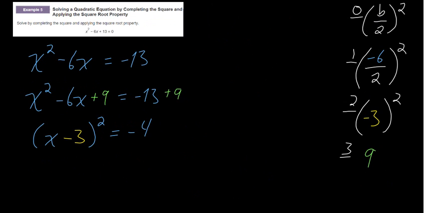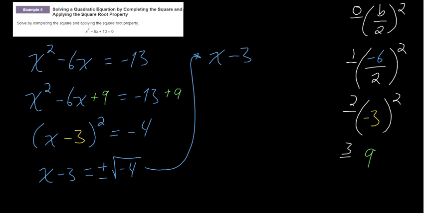So we're going to take the square root of both sides. x minus 3 is equal to plus or minus the square root of negative 4, which we know is x minus 3 is equal to plus or minus 2i. And then we add 3 to both sides. We're going to have x is equal to 3 plus or minus 2i. So it's that simple.